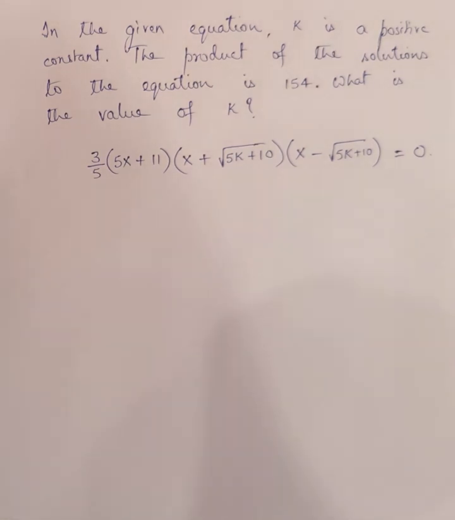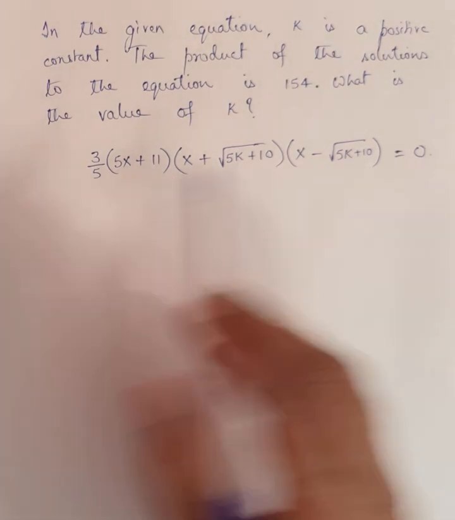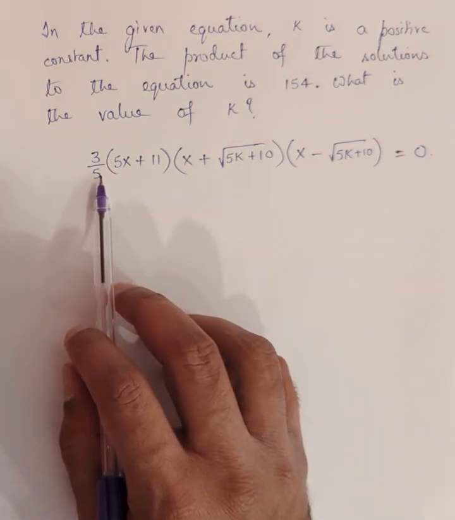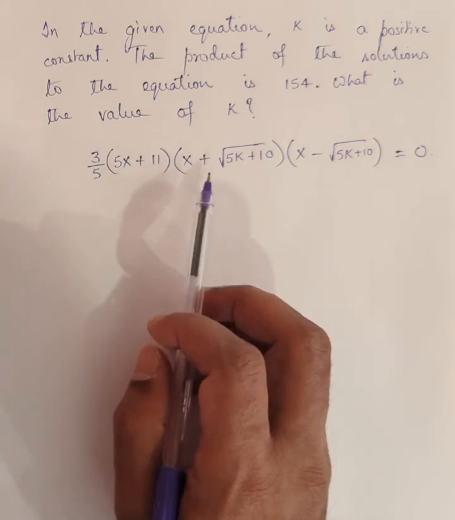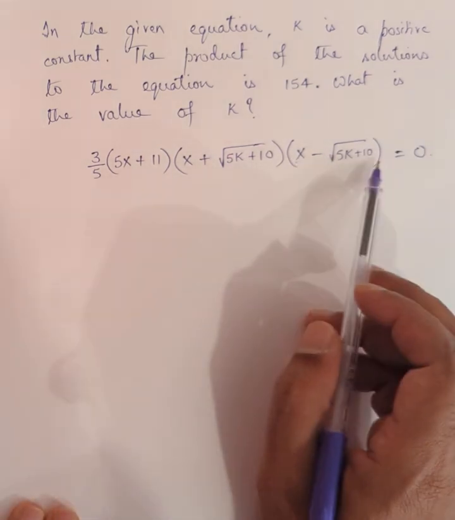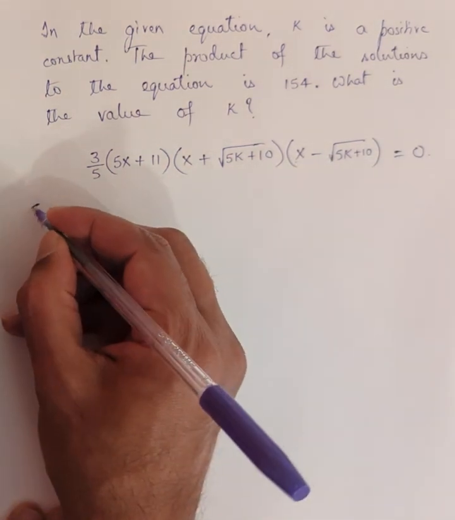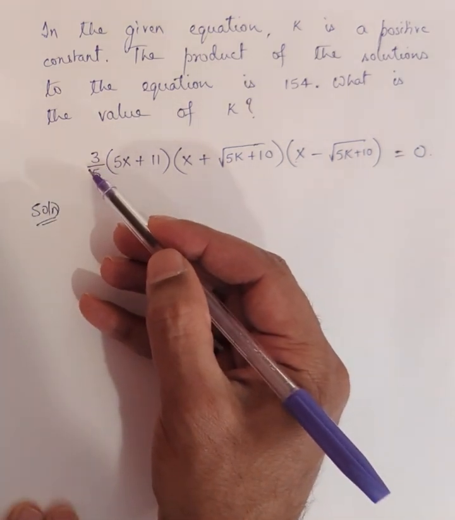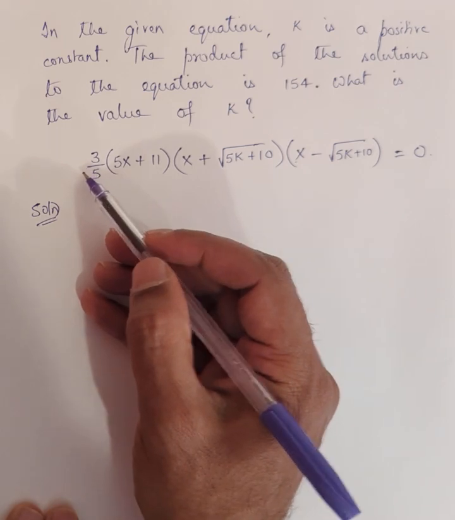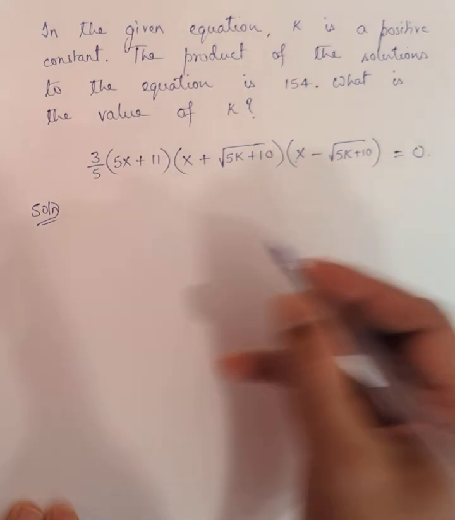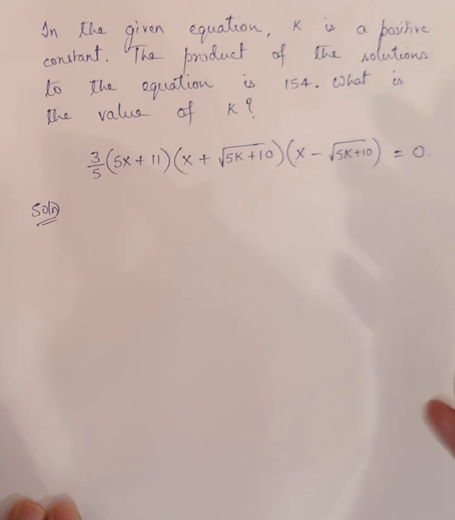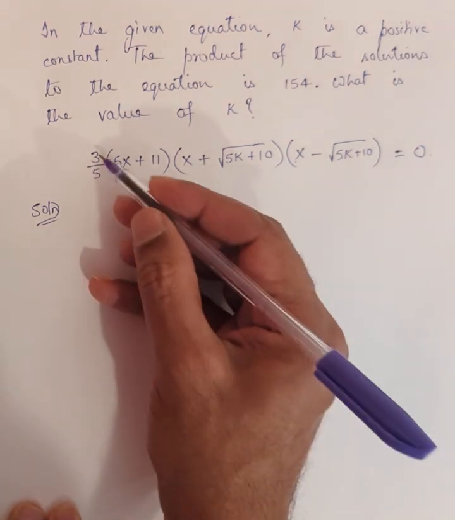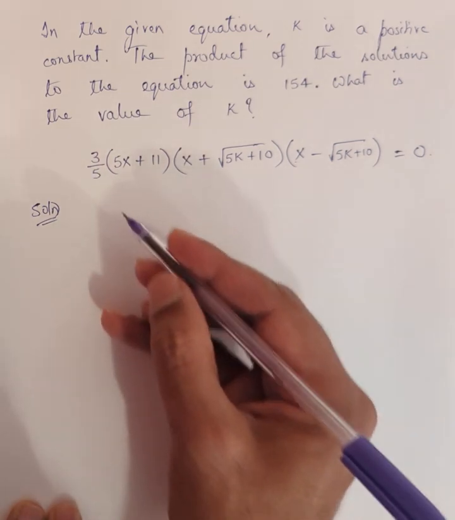Now, I just want to tell you that this is in the factored form. It's 3/5 times this factor times this factor times this factor is equal to 0. Now, we can multiply both sides by the reciprocal 5/3, and on the right side, if you multiply 0 by anything, the answer does not change, that is still 0. But on the left side, we can get rid of that 3/5.